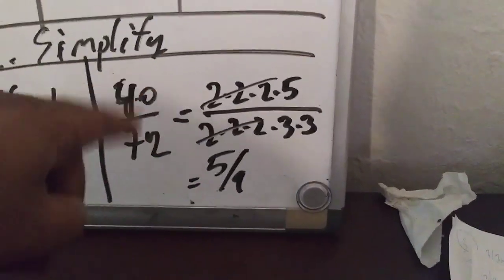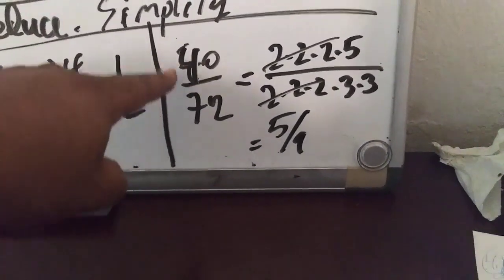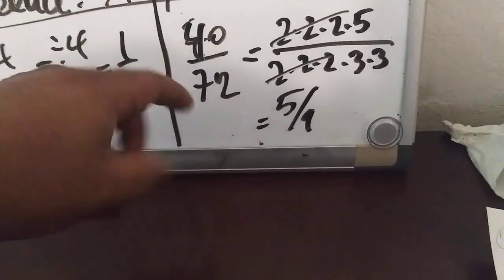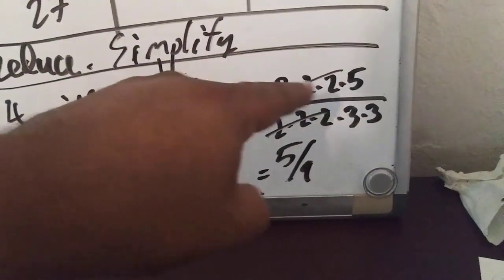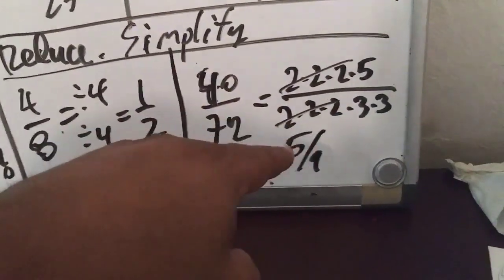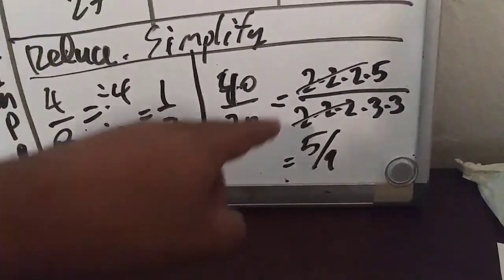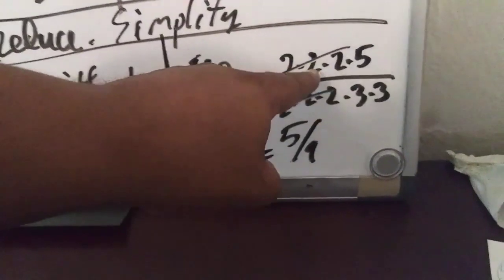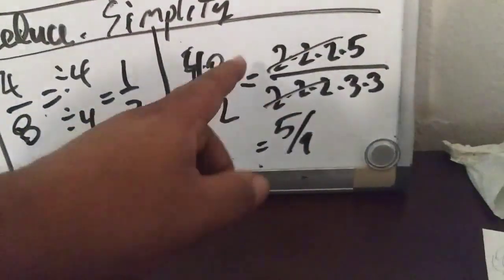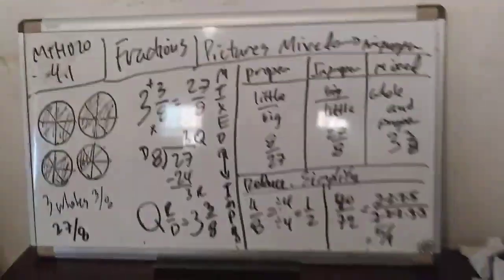What about this one? You could also do it this way too. Remember, if you know your times tables, the greatest common factor of 40 and 72 is 8. So you see we took out the 8 right there. 2 times 2 is 4, and 4 times 2 is 8. So you divide top and bottom by 8, you get 5 over 9. Or you can break this down, 2 times 2 times 2, which is 8, times 5, and reduce it that way. But the answer is 5/9.